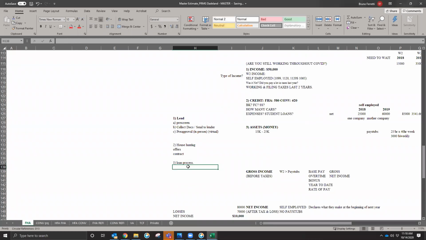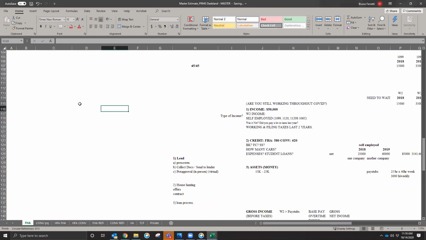Is everyone more or less familiar with the loan process? Does everyone know the steps, what it takes, what's involved? Perfect. So I think that's going to be the last part I'll get into for today because I have a couple appointments coming in, but let's go over it real quick. So, loan process.